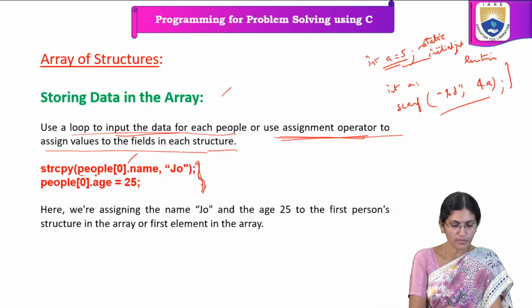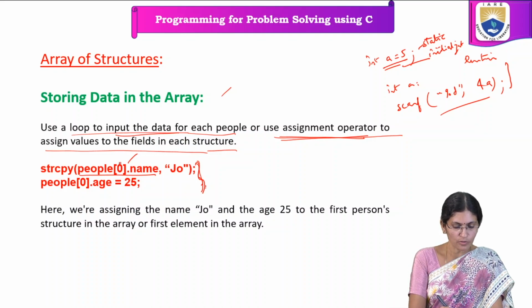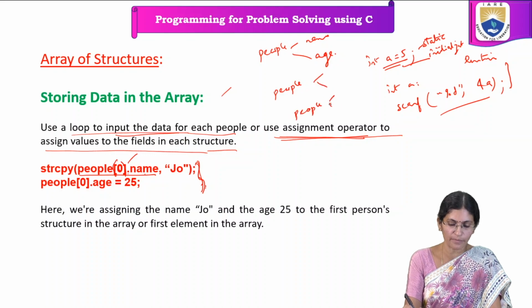Each element of the array can be accessed by people and then the index 0. 0 is the first element of the array, then dot name. Each variable has 2 attributes, name and age. So there are 3 people, you can say: person 1, 2 and 3. Each has 2 attributes, name and age.